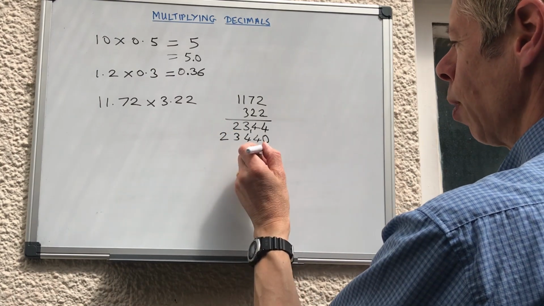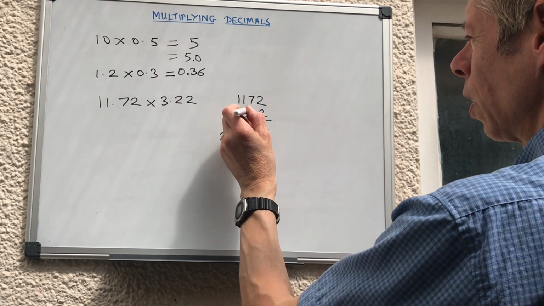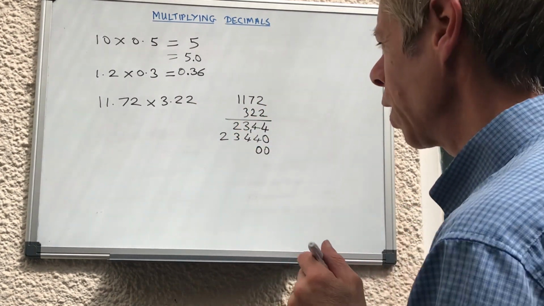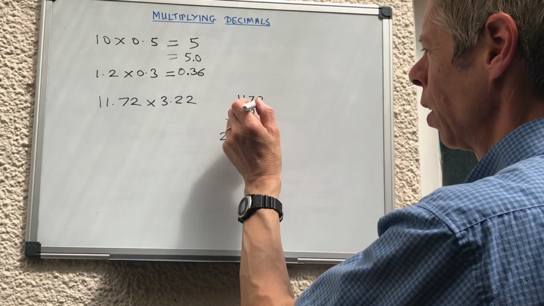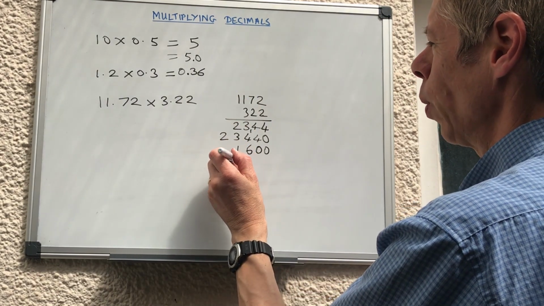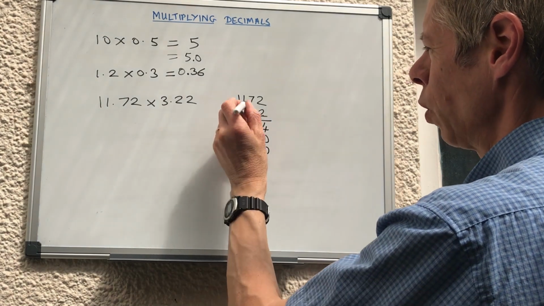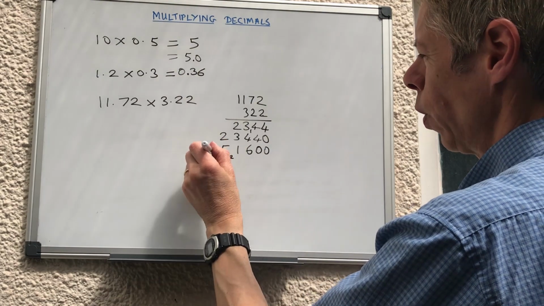And then we've got our 3 times. Don't forget, because it's 300, we want our 2 zeros. We have a video on column multiplication if you want to have a look how to do this. 3 times 2 is 6. 3 times 7 is 21. 3 times 1 is 3, but add 2 is 5. 3 times 1 is 3.